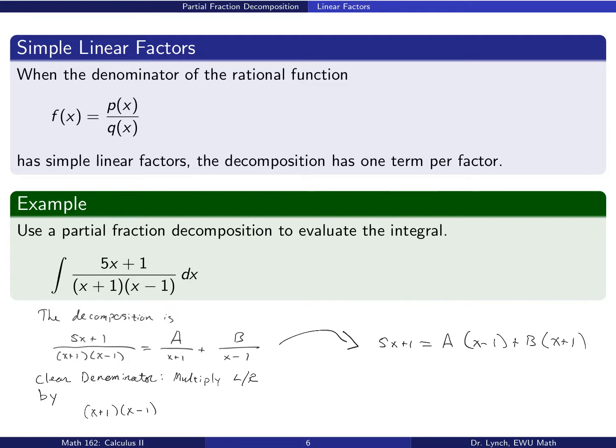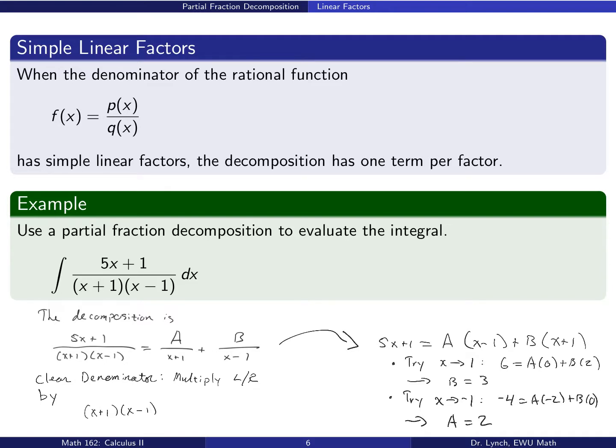So for instance, one strategic choice for x is x equal to 1. If x approaches 1, we see that the left-hand side becomes 6, the right-hand side becomes A times 0 plus B times 2, and we can quickly solve for B as 3. A second strategic choice for x is x going to -1. As x approaches -1, we see that the left-hand side is -4, the right-hand side is A times -2 plus B times 0. That gives us A equals 2.